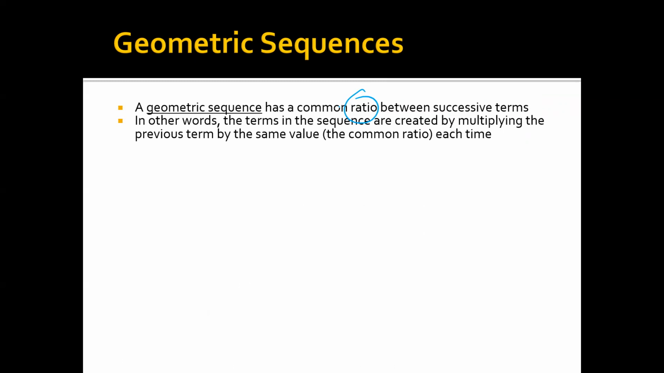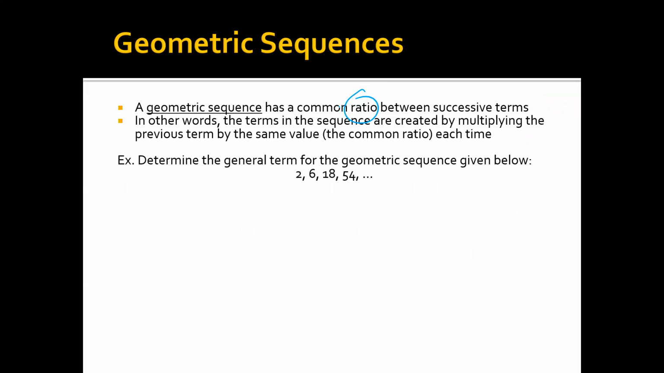The terms in this sequence are found by multiplying the previous term by the same common ratio each time. So if I want to find the general term for a geometric sequence, we can start by following the same logic as before. If I give you something like 2, 6, 18, 54, and so on, and I ask you to find a general term for this, the first thing you realize, hopefully everyone sees this, is that you're multiplying by 3 each time, right? We're multiplying by 3 every single time.